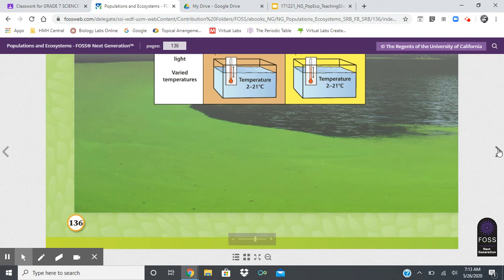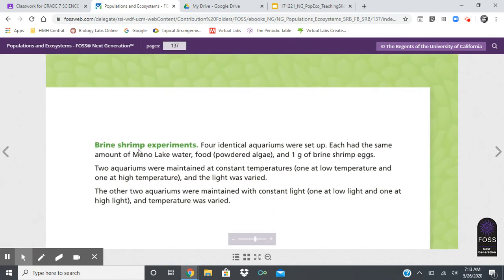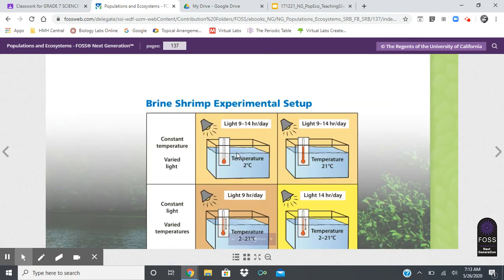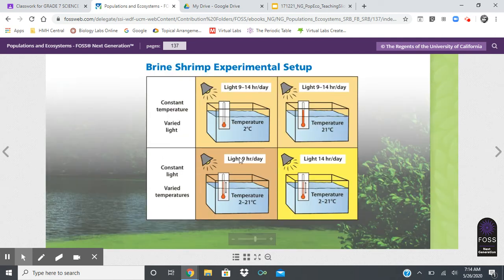Now, the genius thing, the great part, is that they also did this with the brine shrimp. Remember, there's a relationship there. They got the 4 tanks. They put in, remember, everything exactly the same. They put in some algae, the food for the shrimp, and they put in 1 gram of eggs. And they did really the same thing. They varied the light and kept the temperature low, or in another case, kept it higher, but they changed the light. And then they did the same thing here. They kept the light constant at 9 hours, but they changed the temperature. They kept the light constant at 14 hours a day, and they changed the temperature.